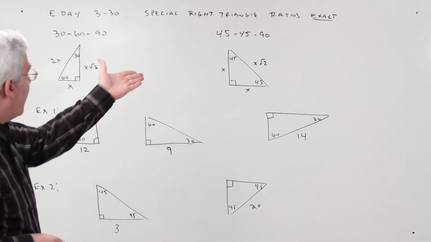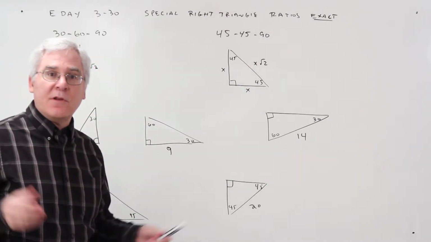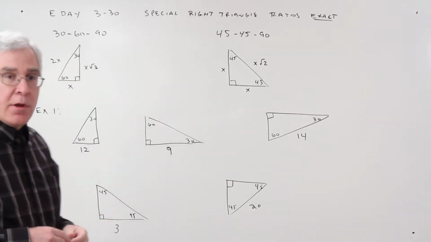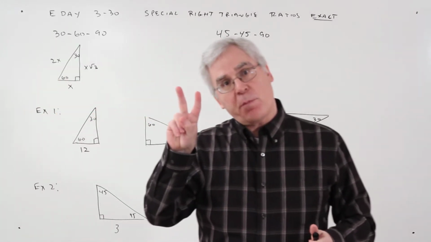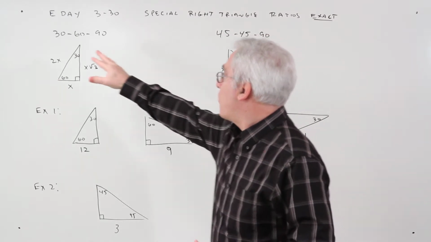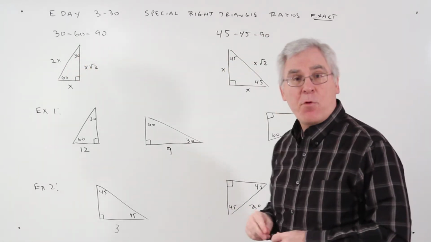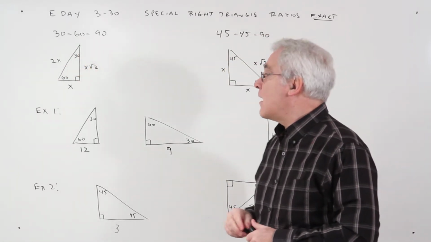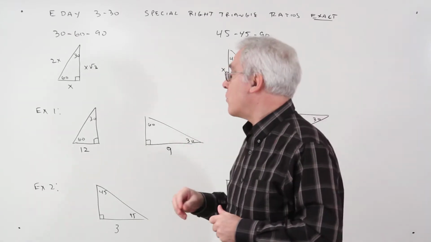So I've got a couple of ratios to go over, some problems, then you can try the homework. All right, so there's two main types of special right triangle ratios, 30, 60, 90 and 45, 45, 90. And they have very, very specific ratios.